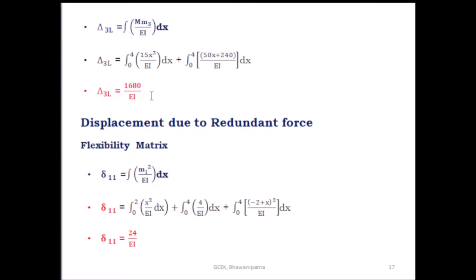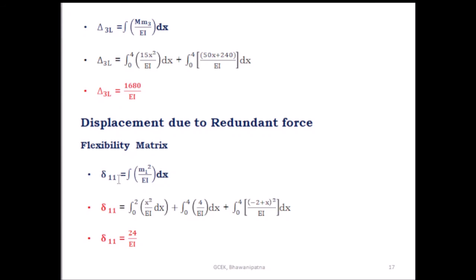So this is the displacement due to the external loading at the coordinate 1, 2 and 3. Then find out the displacement due to the redundant force, that is the flexibility matrix. You find out the flexibility matrix. First you have to find out the displacement by applying the unit horizontal force at the coordinate 1.